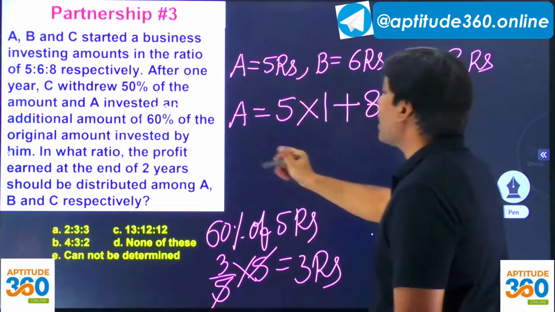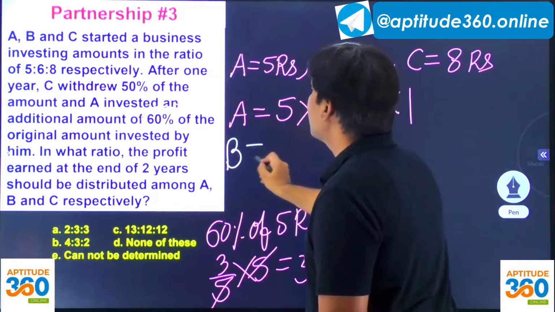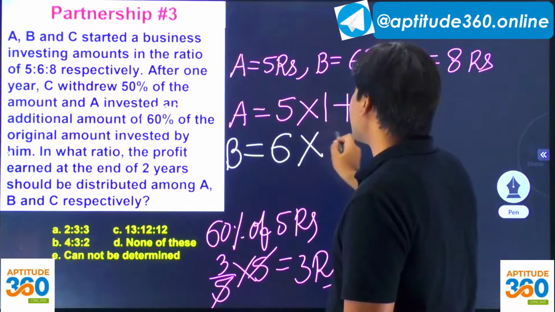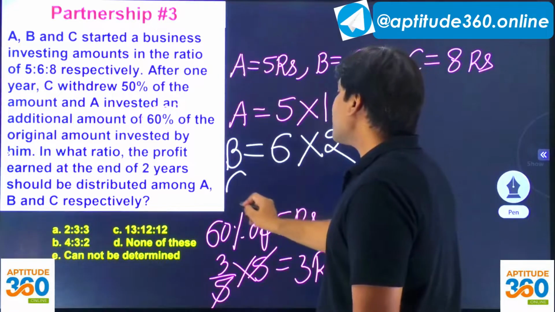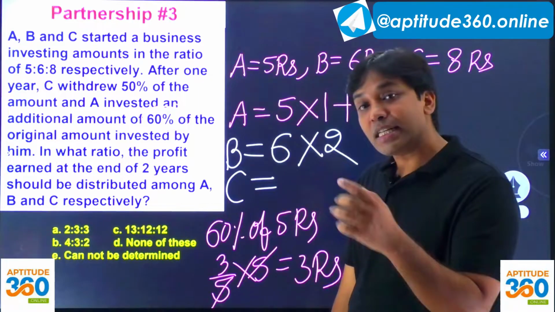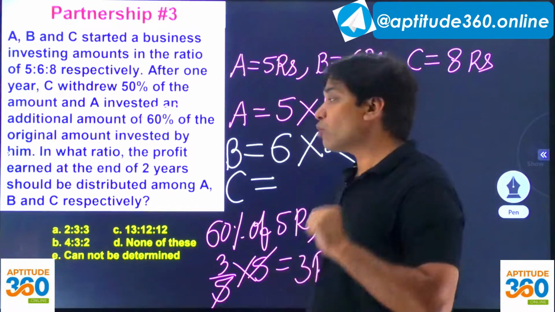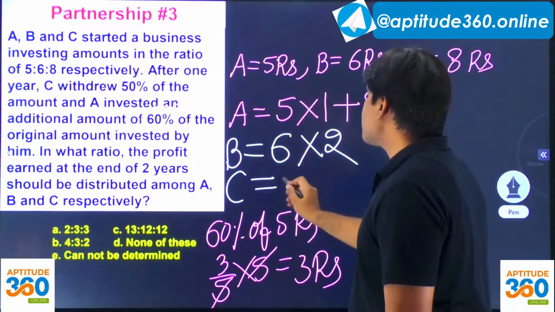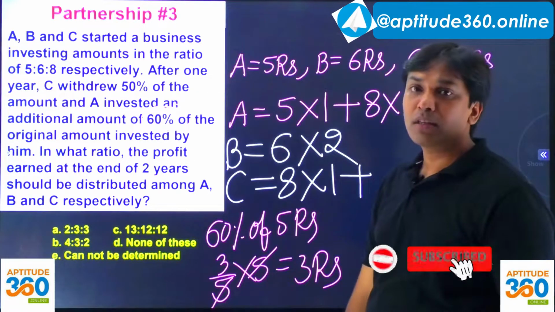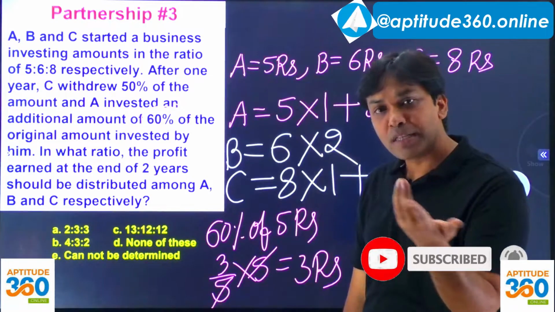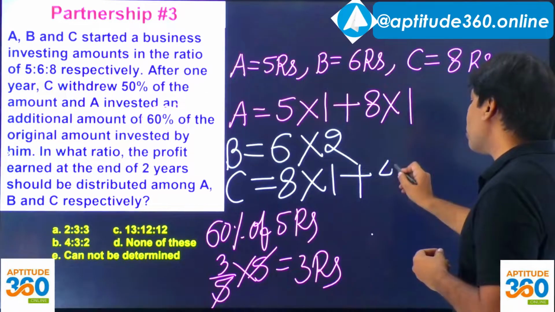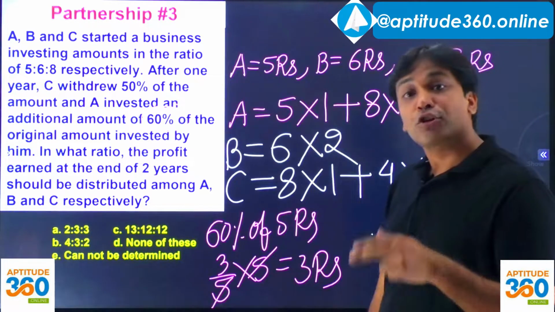And what is going to be happening for B? For B, he did not say anything, so B stays with 6 rupees for 2 years in the business. What is going to be happening for C? After 1 year, C has withdrawn 50%. So if C started the business with 8 rupees, for the first year, let it be 8 into 1. And 50% of 8 rupees is very easy to find out. You don't even have to pick up your pen. 4 rupees gone. So C is left with 4 rupees for the second year of the business.